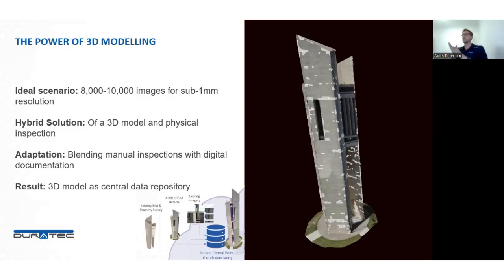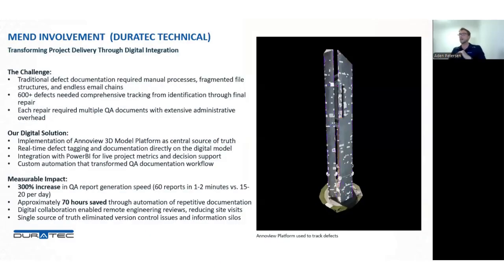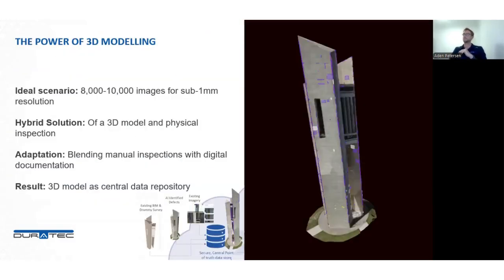This one here is the existing Drummy survey, which we transcribed from pen and paper in some of the archives onto the 3D model. And then you've also got this purple layer here, which is the defects which were identified and placed onto the model.